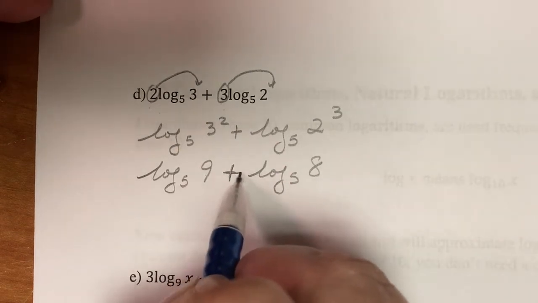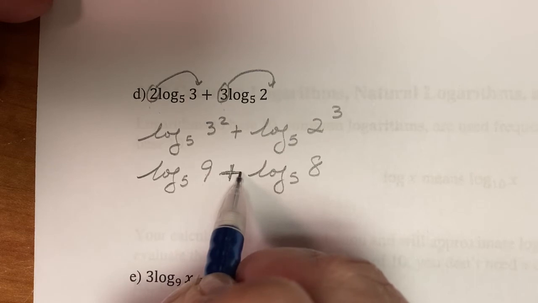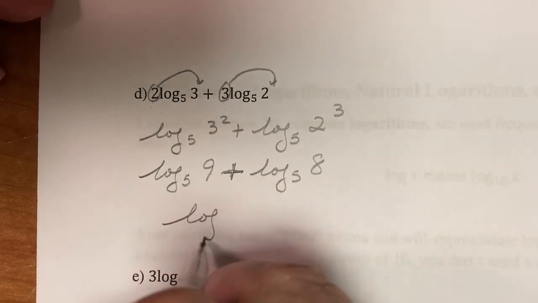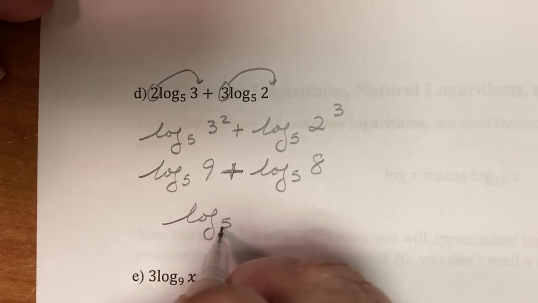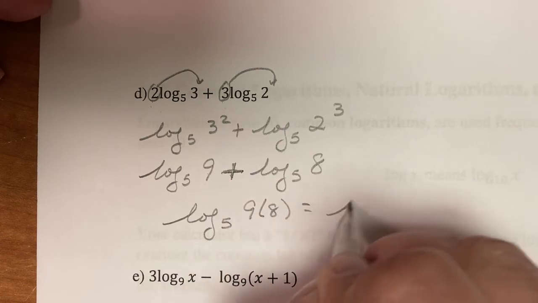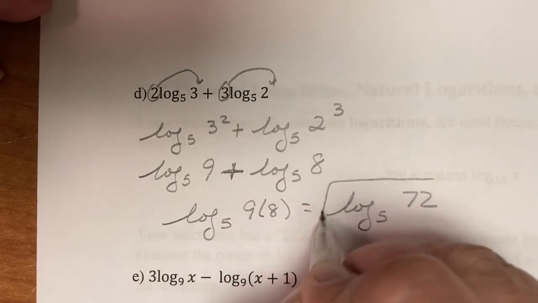Okay, so now look what I have. I have 2 individual logs that are being added, which meant originally the 2 values were being multiplied. So as a single log, this is going to be log base 5 of 9 times 8, which is the log base 5 of 72.